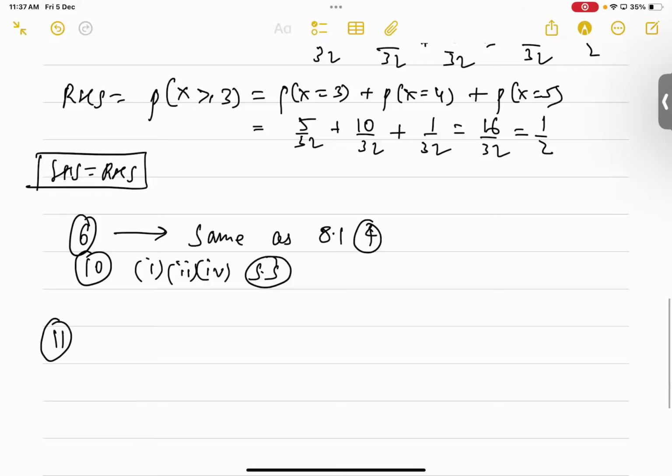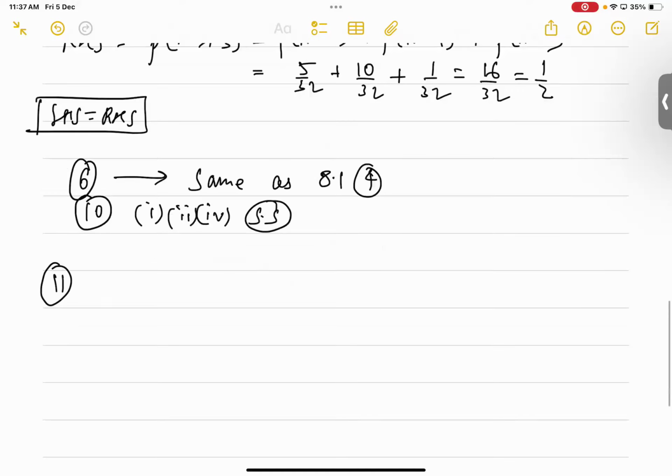We'll go to question number 11. A player tosses 2 coins. Now, this is a bit different. It is very important for 3 marks. A player tosses 2 coins. So the sample space will be TT, HH, TH, HT. This we saw yesterday.